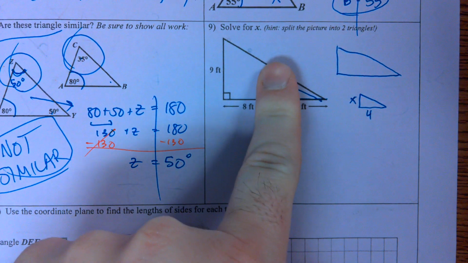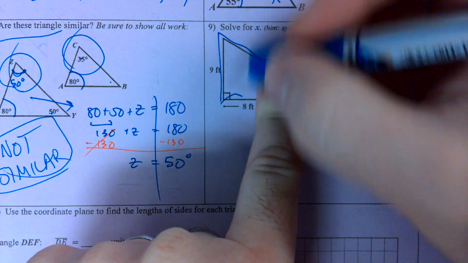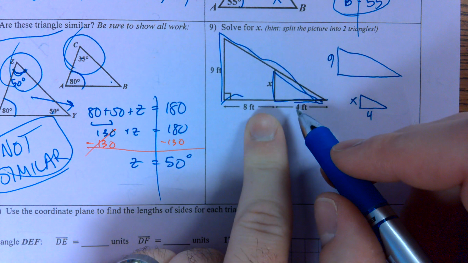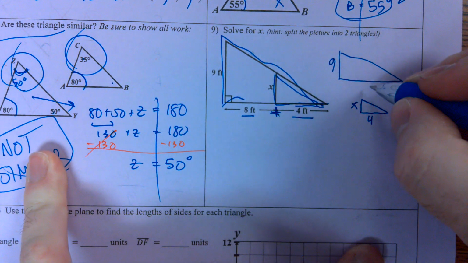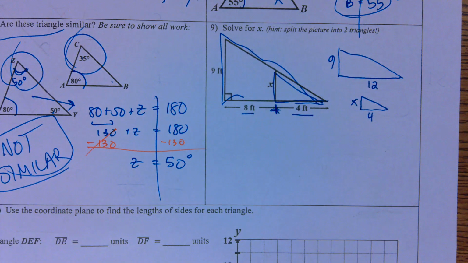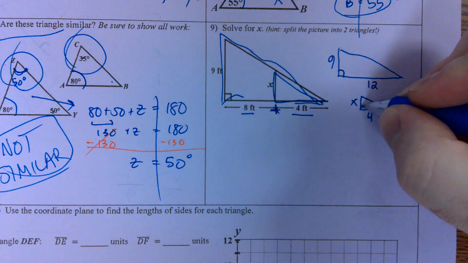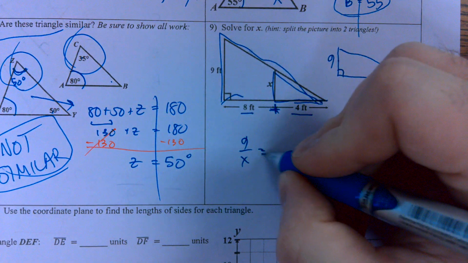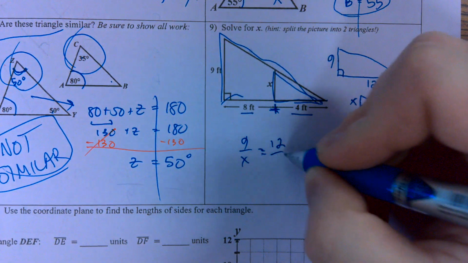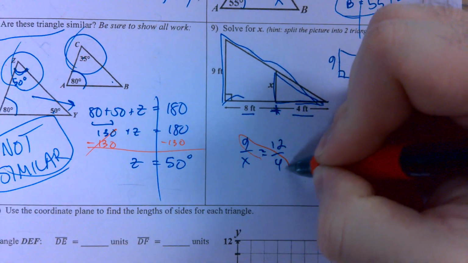If I look at my big triangle, the height is 9, but the base, I have to combine these guys together. 8 plus 4 gives me a base of 12. Okay? I have to combine those bases together. Now, just like we did on the front, I can set up a proportion here. Big height over little height equals big base over little base. And then I can cross multiply.